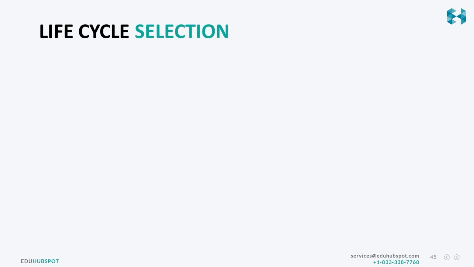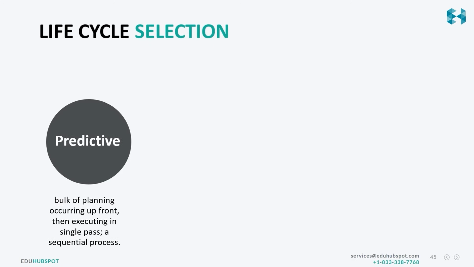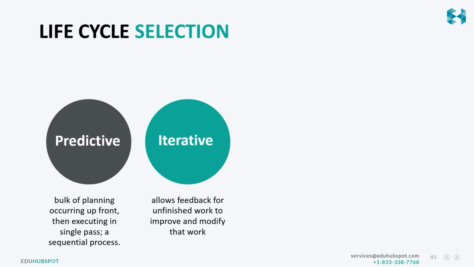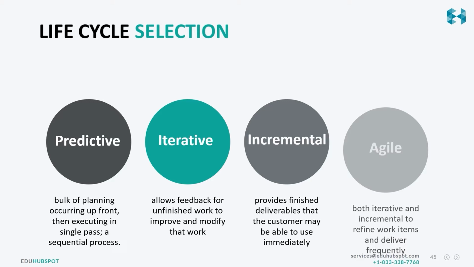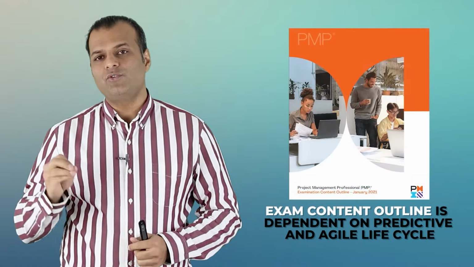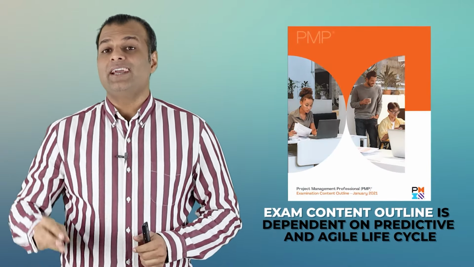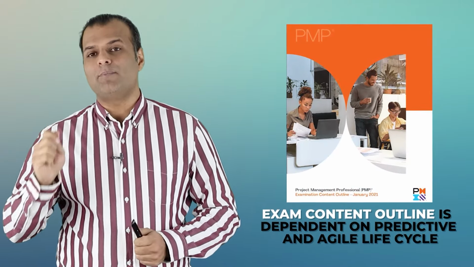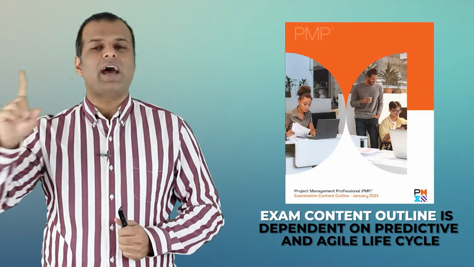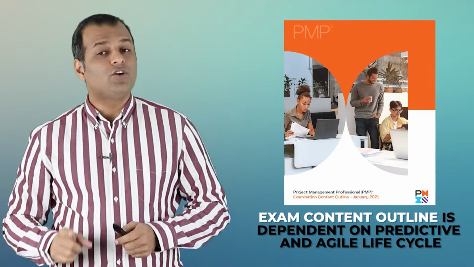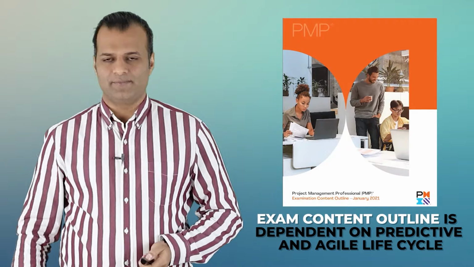So the four types of life cycle we have are predictive, also known as waterfall, iterative, incremental, and finally, which you all know, agile. If you refer to your exam content outline, your PMP or CAPM exam is heavily dependent on both the predictive as well as the agile life cycle. So we're going to talk about all of these step by step in detail. So let's go about it.